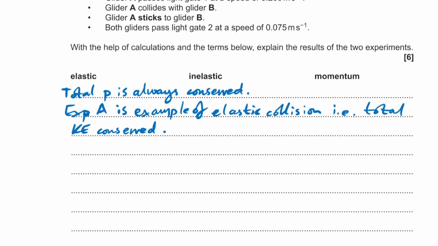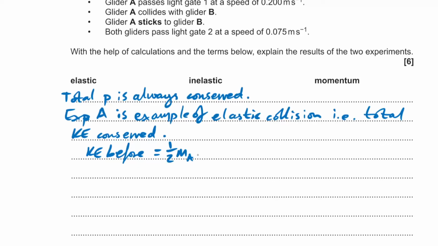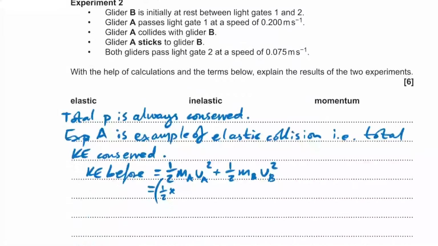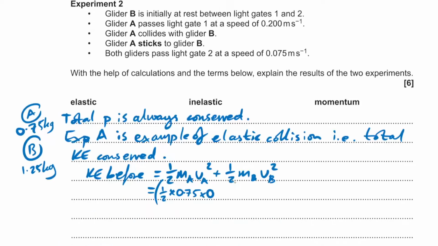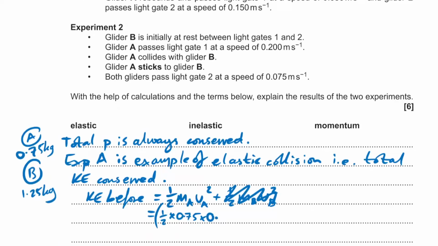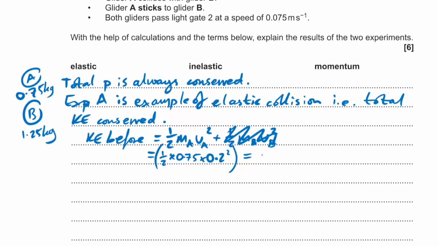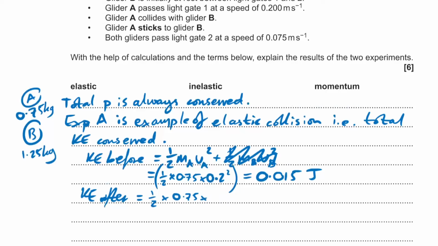So we can say that KE before is equal to, let's just say, half M_A U_A squared plus half M_B U_B squared. So that's equal to half times, what have we got? 0.75. I'm going to write this down here. 0.75. And B was 1.25. So half times 0.75 times that. Oh, of course, the other one didn't have any kinetic energy, so we can forget about that. That's nice. So 0.2 squared. So in other words, 0.4. So that's going to be 0.015 joules. KE after is equal to half times that times, what's the speed?